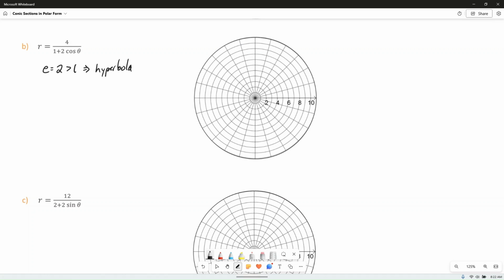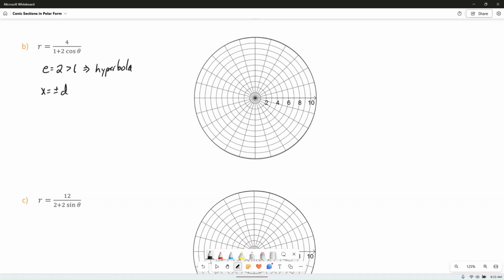All right. Then our directrix, we need to look at, is it going to be x equals or y equals? Well, since we have cosine, that means we have a horizontal hyperbola, and horizontal hyperbolas are going to have a vertical directrix. Vertical lines have the equation x equals. So we'll have x equals plus or minus d. So I need to figure out, is it plus or minus, and what's the d value?